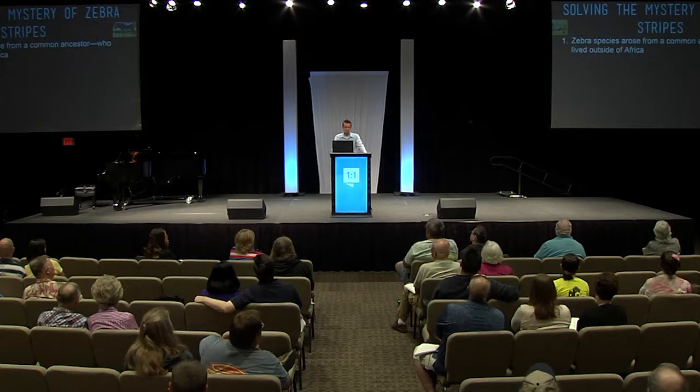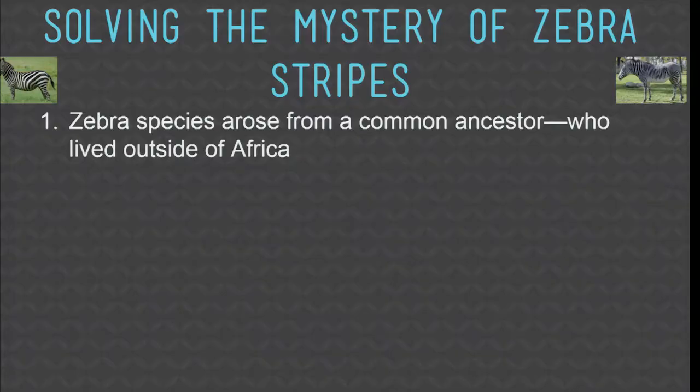That's our first clue. Zebras got their stripes elsewhere. The ancestor of zebras didn't originate in Africa, it came from elsewhere and migrated in. Well, there's a second clue we want to look at, and it comes not from geography, but from the other species in the family to which zebras belong.